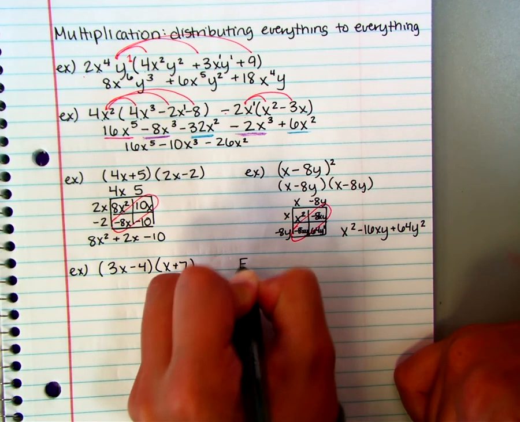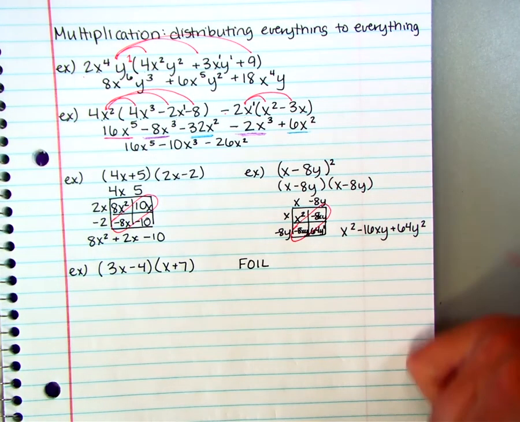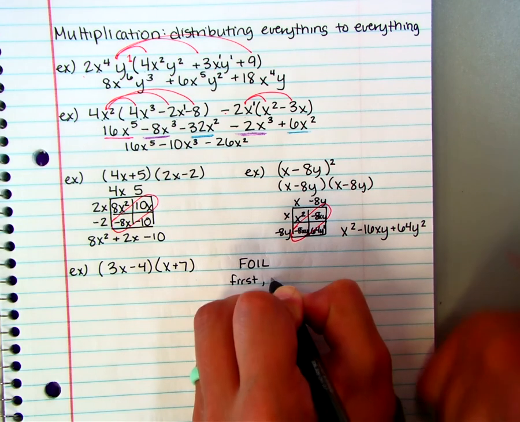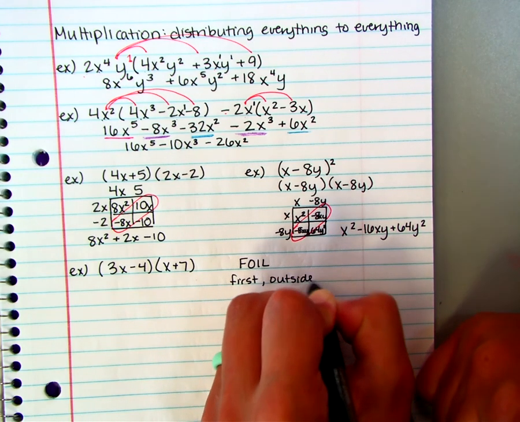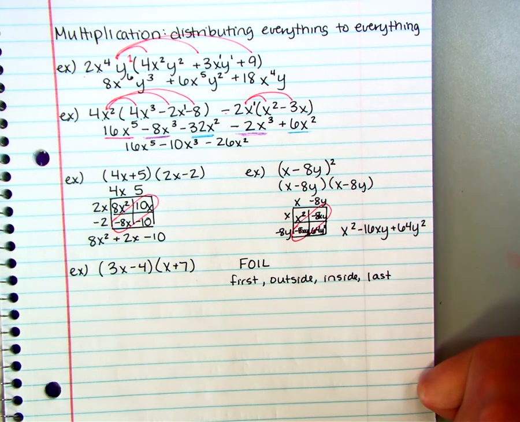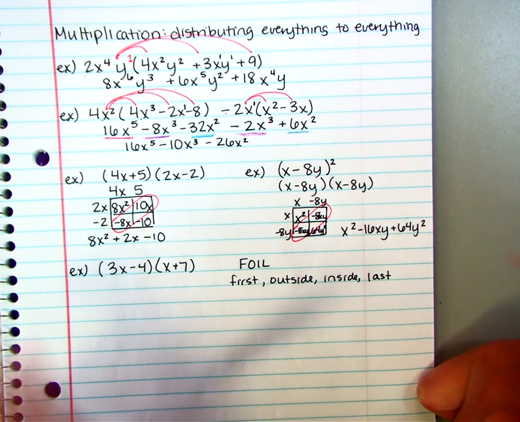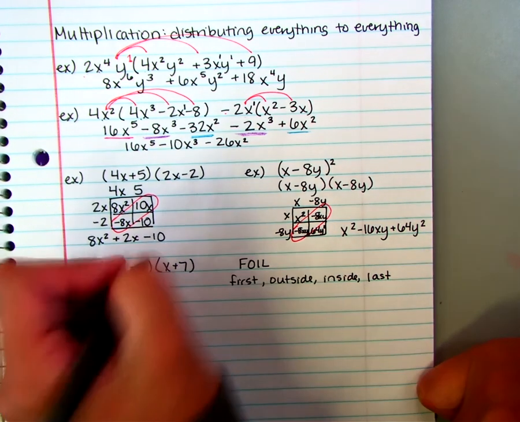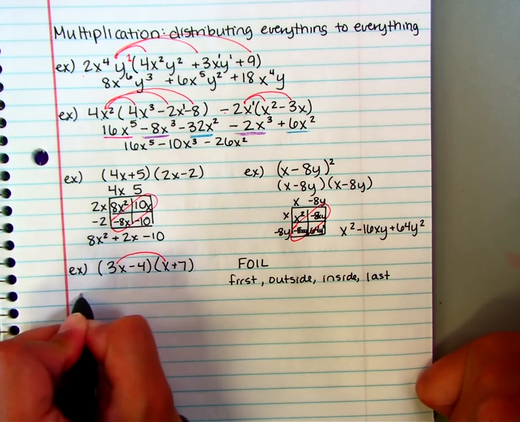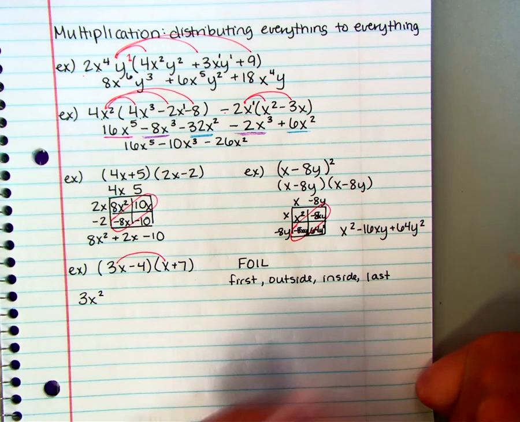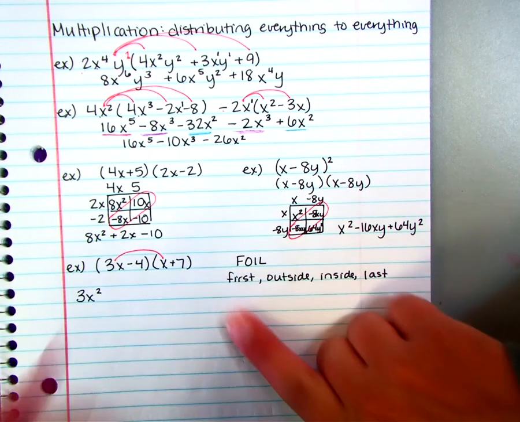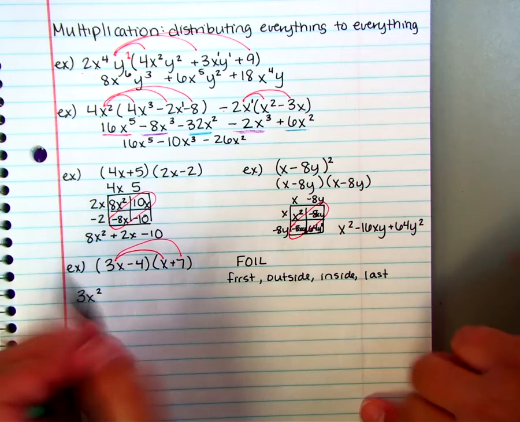And so the FOIL method, literally spelled FOIL, just means you multiply your first terms together, your outside terms, your inside terms, and your last terms. So your first would be the first one you come to, so 3x and x. And this is where you get all those funny lines. So 3x times x is your first. Your outside is the very outside, so you'll have 3x times 7.